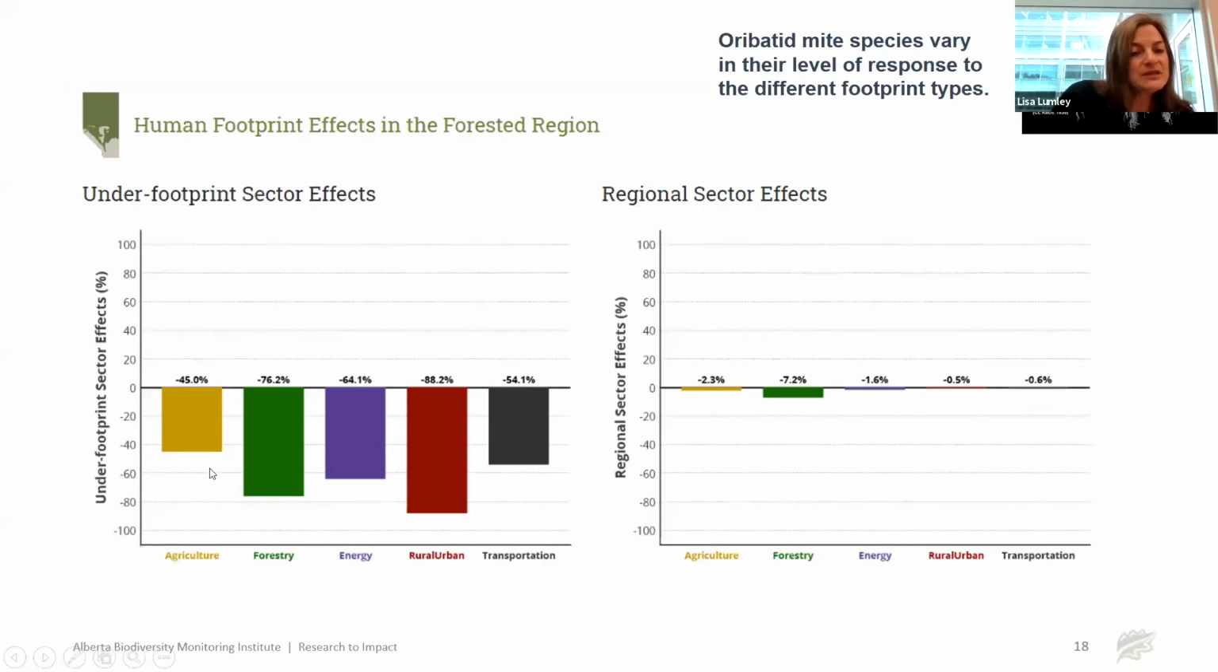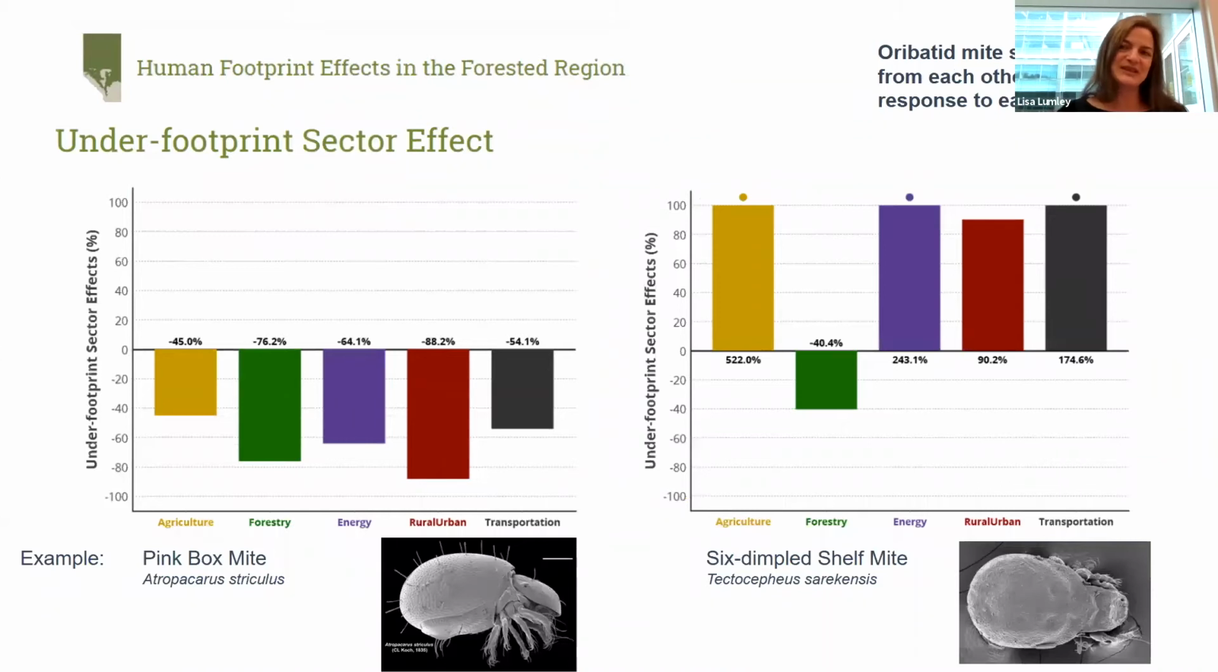So each individual species is responding differently to these sectors. But each species also differs in its response to these footprint types. So this is what we just saw with the pink box mite. The six-dimpled shelf mite, Tectocepheus sarekensis, shows a completely different response. And so in agriculture, we actually find it's increasing by 522%, decreasing in forestry, which is interesting in comparison to these other areas.